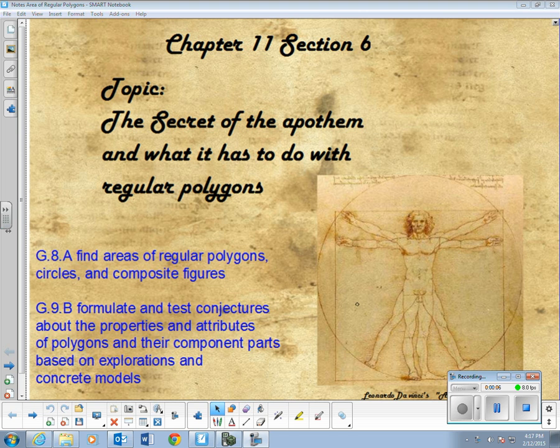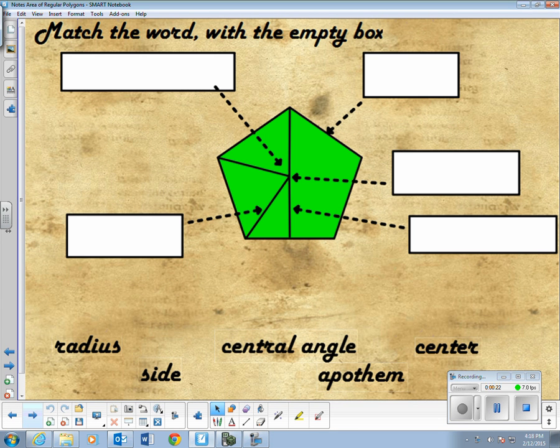Today we're going to go over the secrets of the apothem and what it has to do with regular polygons. It's kind of what I titled this lesson. And we're going to learn how to find the area of any kind of regular polygon at any time, just given some basic information of the figure. All right, so we have a little vocabulary to go through first.